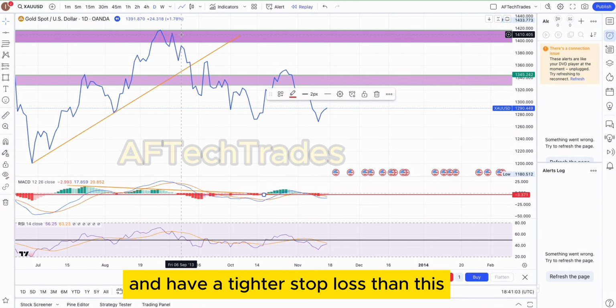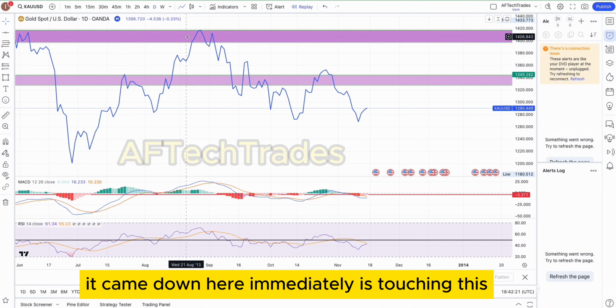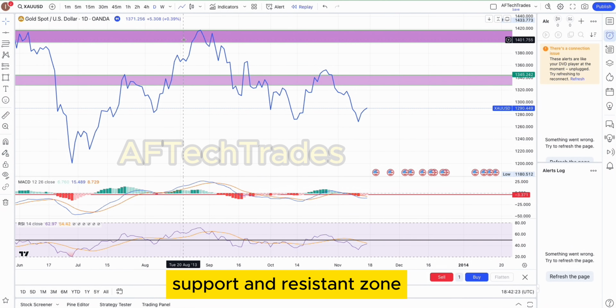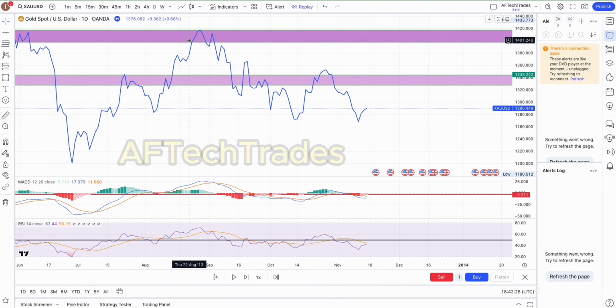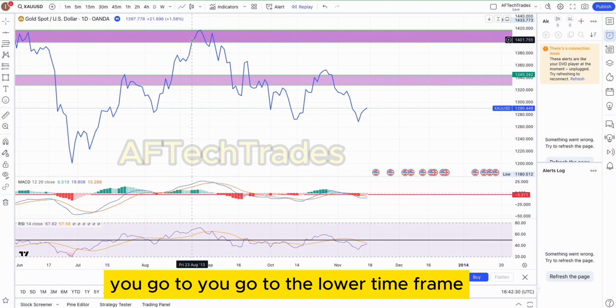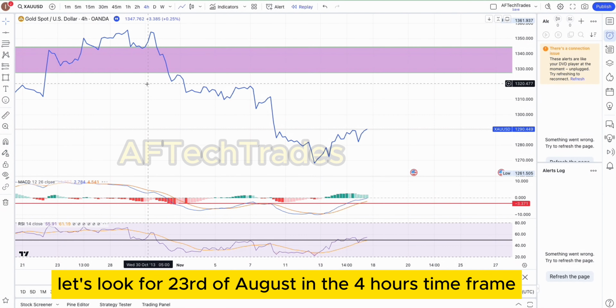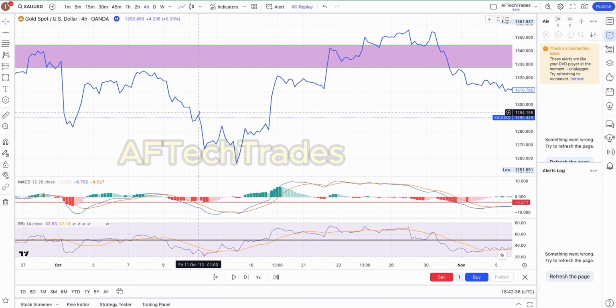Let me delete this one. As you had this movement, it came down here. Immediately it's touching this support and resistance zone, what you do is you go to the lower time frame. This is the 23rd of August. Let's look for the 23rd of August in the 4-hour time frame.